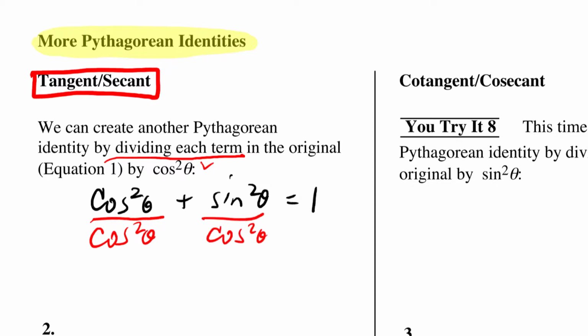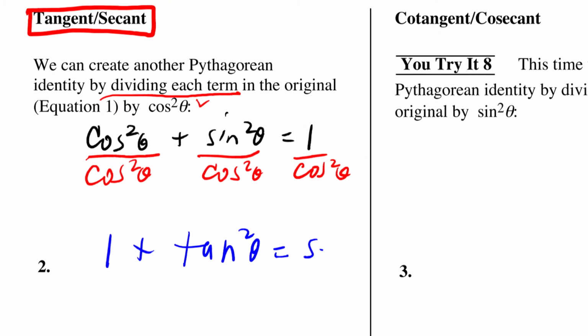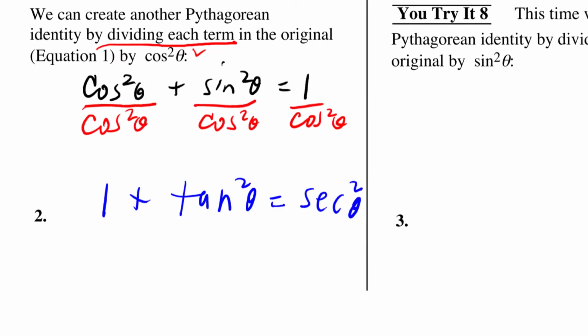Cosine squared theta over cosine squared theta is 1, plus sine squared theta over cosine squared theta. That's sine over cosine, which is tangent squared theta. And 1 over cosine squared theta is secant squared theta. So that's a new identity. One more Pythagorean identity for you to memorize. Yay!